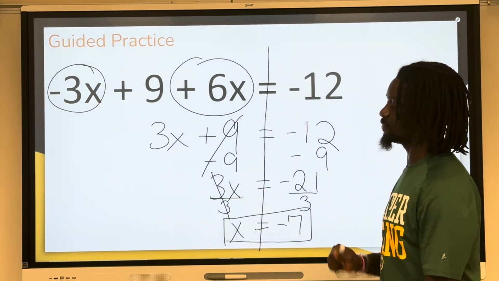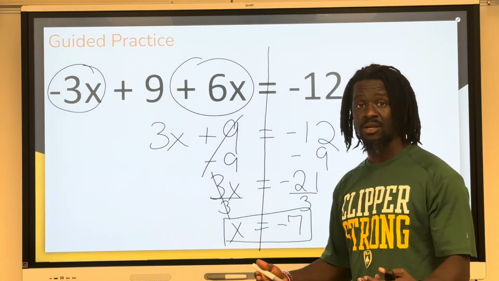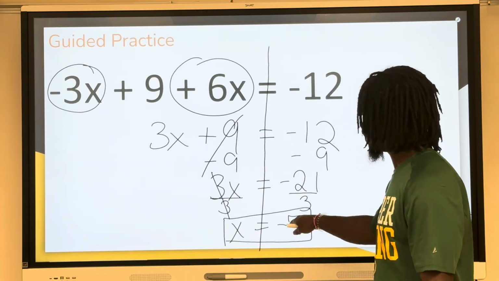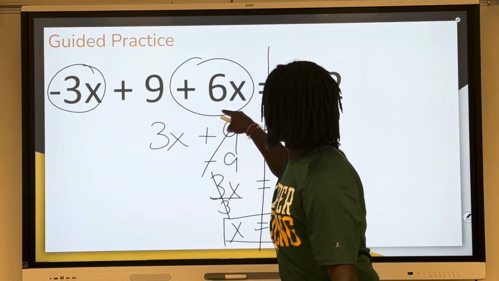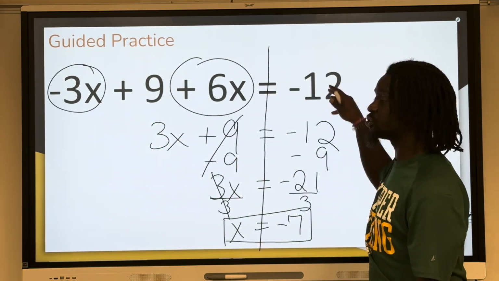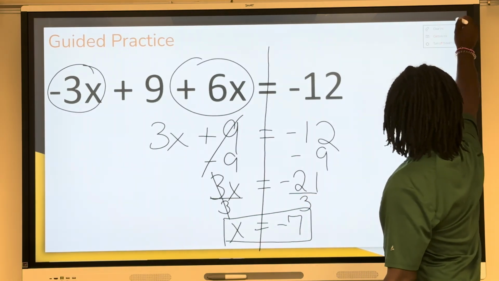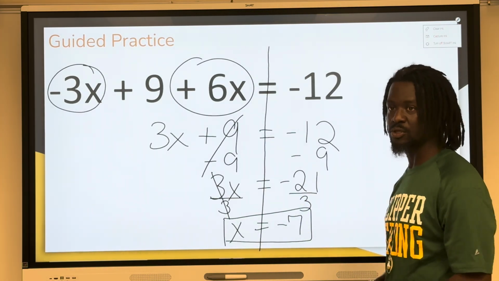X equals negative 7. And so what I can do now is I could check this using Desmos. I could put x equals negative 7. I could put in this part of the expression, and the answer should give me negative 12. And so that is the first example. Please make sure that you have written that down.